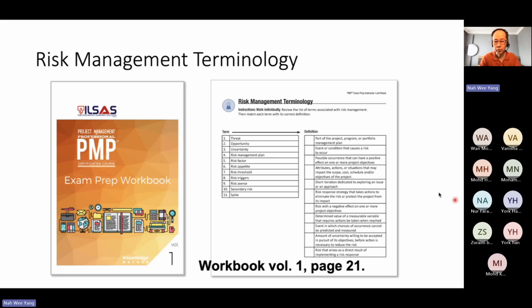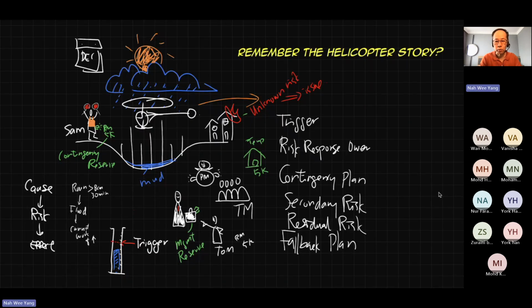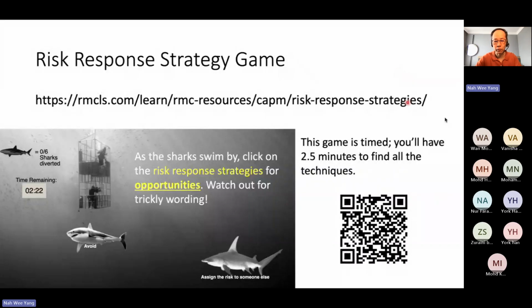While we are waiting for this, maybe you would like to play this game for a while. Mainly this is about understanding the response strategy. Basically, the game is that the shark is coming, and you need to click on the risk response strategy for opportunity. If it's an opportunity, you click on the shark. If it's not for opportunity, you don't click. Your target is to get 6 sharks diverted. So for the time being, can you play the game for a while?